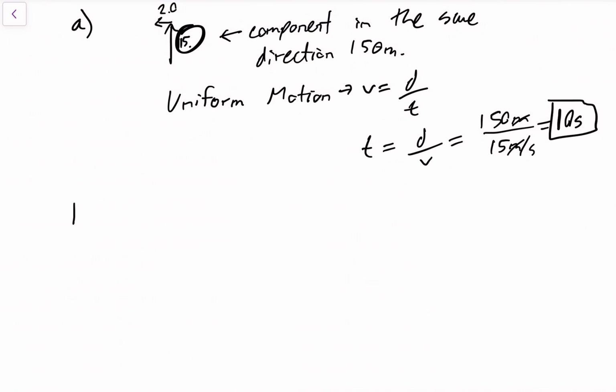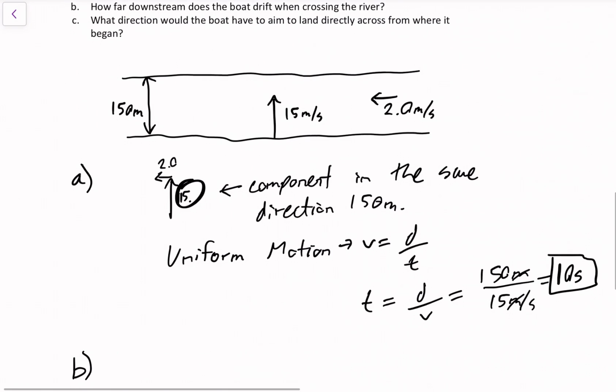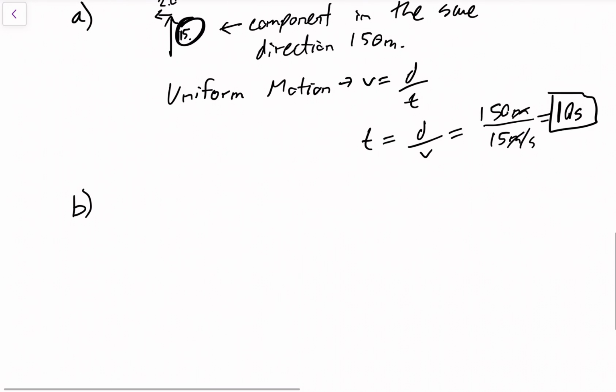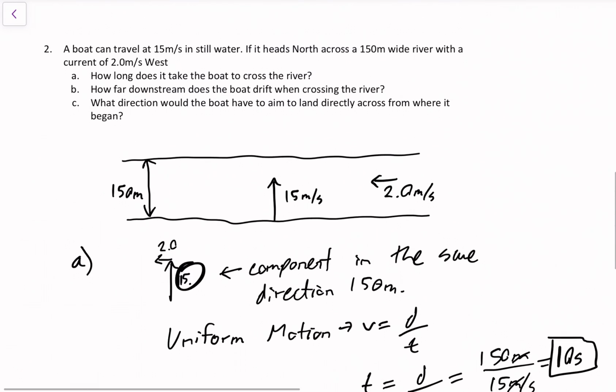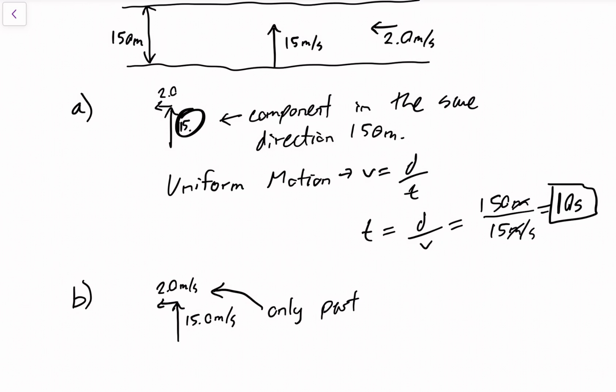Okay, second part of this question. How far downstream does the boat drift when crossing the river? And so, in this case, and again, we'll look at our little diagram here, the component of the velocity that is moving down the river is just this 2.0 meters per second part. This 15 meters per second part is not going to change how far down the river it drifts. The only part that changes it is this. So again, this 2.0 meters per second is the only part that pushes it down the river.